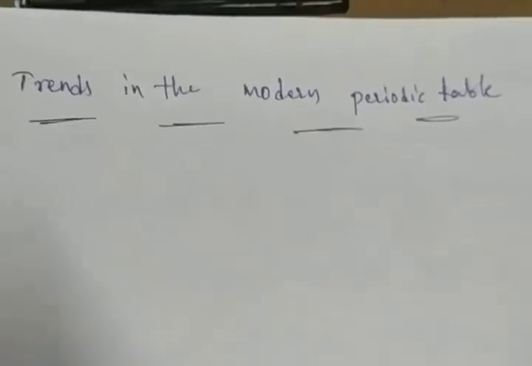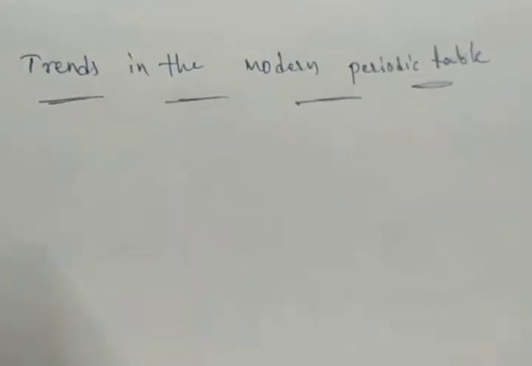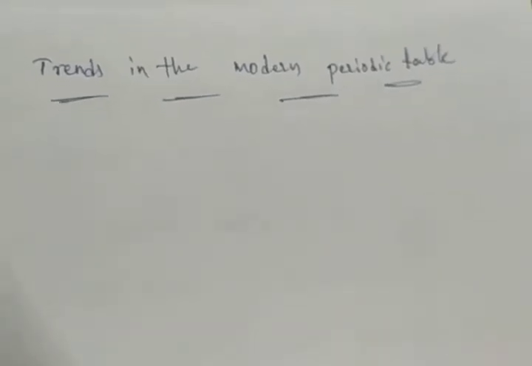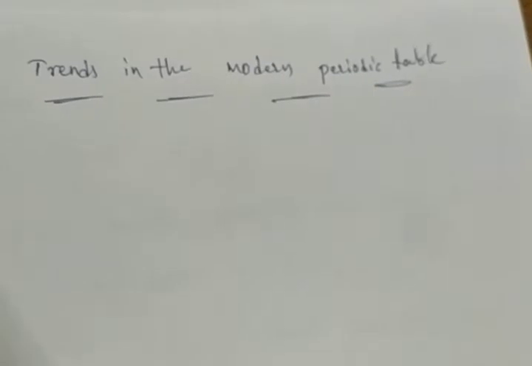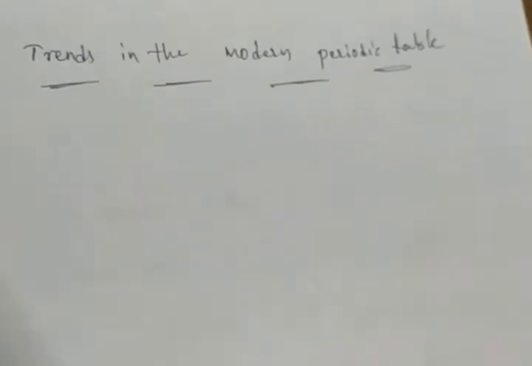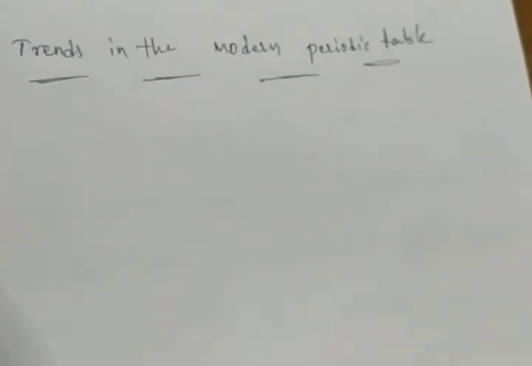What are the trends in the modern periodic table? First of all, we have to discuss valency. What is valency? Already we know the combining capacity of an element is known as valency. The valency of an element is determined by the number of valence electrons present in the outermost shell of its atom.